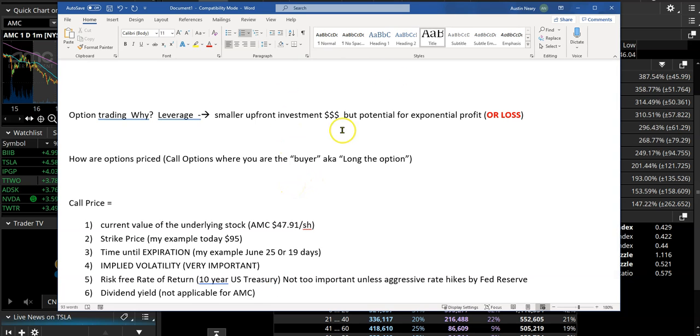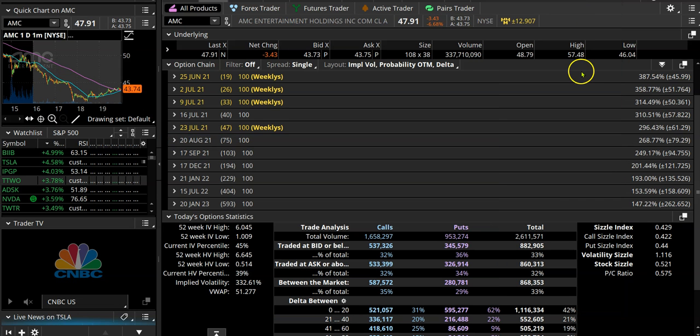All right, so again, this is what we're going to do. Value of the underlying stock, what strike price you pick, how many days you have till expiration, and really the killer, the creme de la creme, is implied volatility. All right, enough of that. Now we're going to go to Thinkorswim. You're probably using Robinhood or some other platform, but this is the Thinkorswim platform.